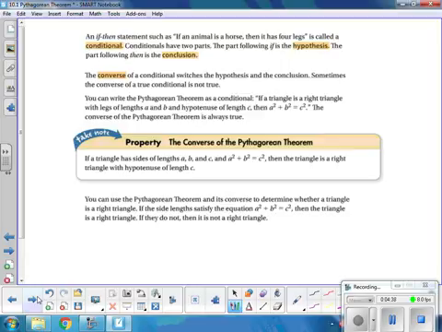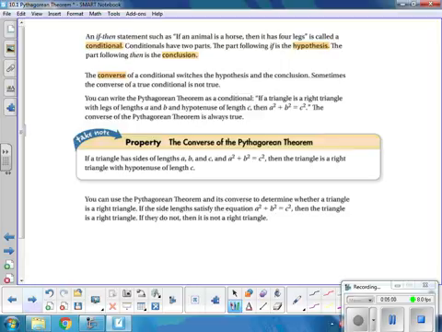Well, the converse would be if the conditional statement switches. The conclusion and the hypothesis are flipped. And sometimes when you flip them, that statement is true. Like for instance, if it has 4 legs, then the animal is a horse. That is not true. So that converse would not be a true statement.